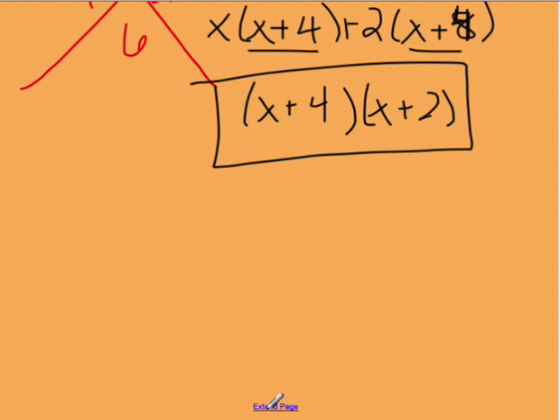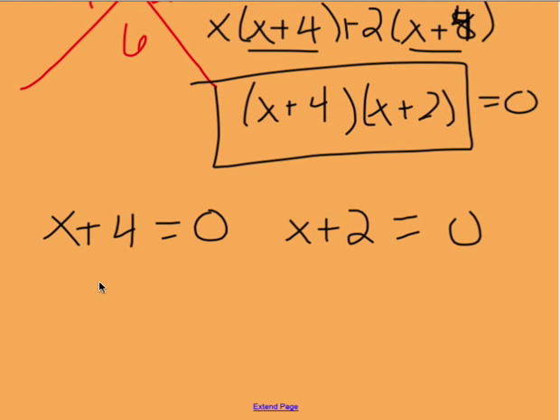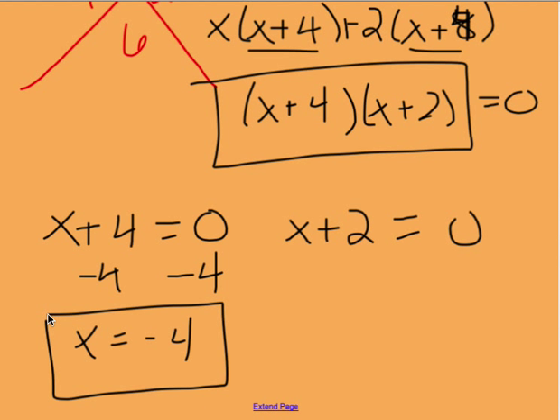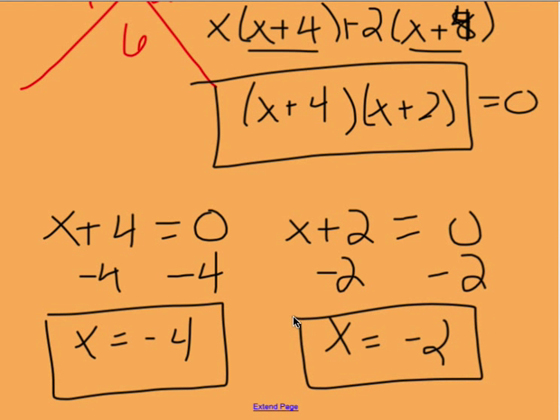But now we have to use the zero product property, because if you recall, that was initially set equal to 0. So x plus 4 is equal to 0. x plus 2 is equal to 0. So now we need to solve each of those for x. For the first one, I'm going to subtract 4 from both sides, and I get that x is equal to negative 4. Then I'm going to subtract 2 from both sides, and I get that x is equal to negative 2. So you have x is equal to negative 4 and x is equal to negative 2.